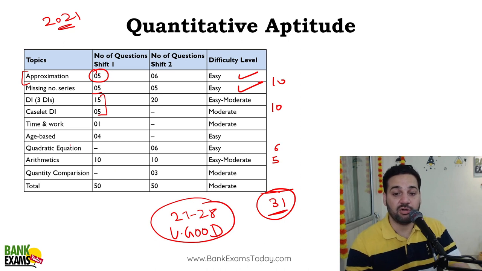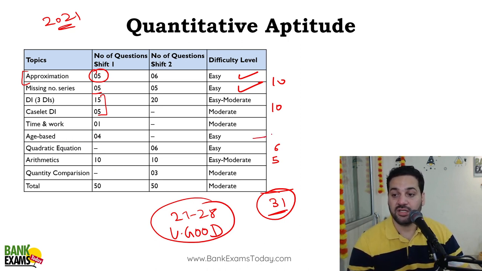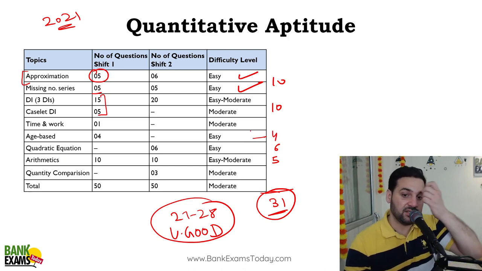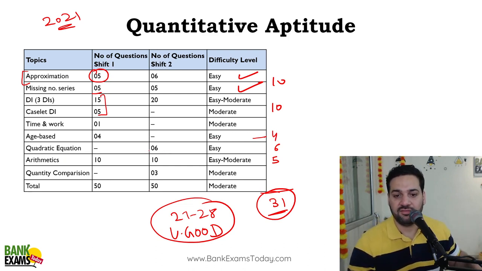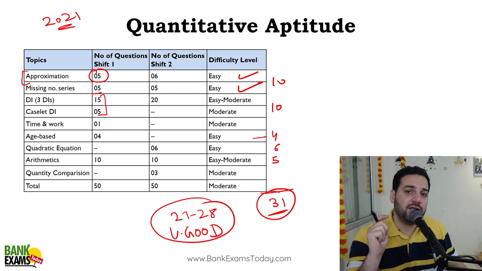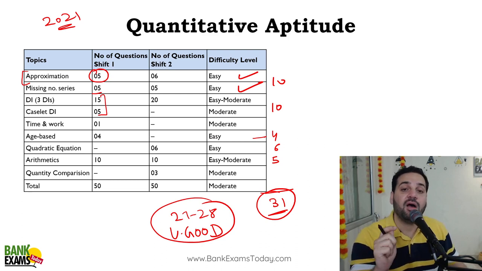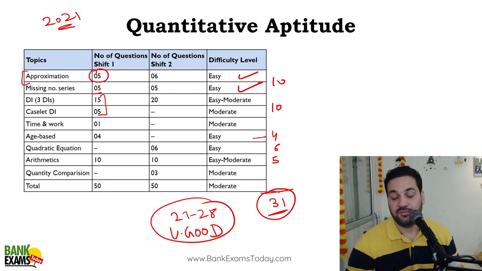We are not even talking about age based questions; in the morning it was easy, but quadratic equation was there in the evening, age based was there in the morning. Anyways, 27 to 28 marks you can attain, which gives you a really, really good start.